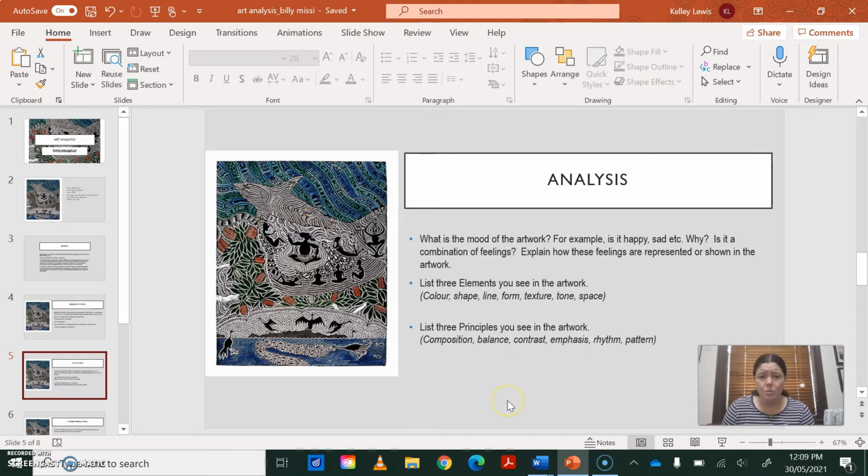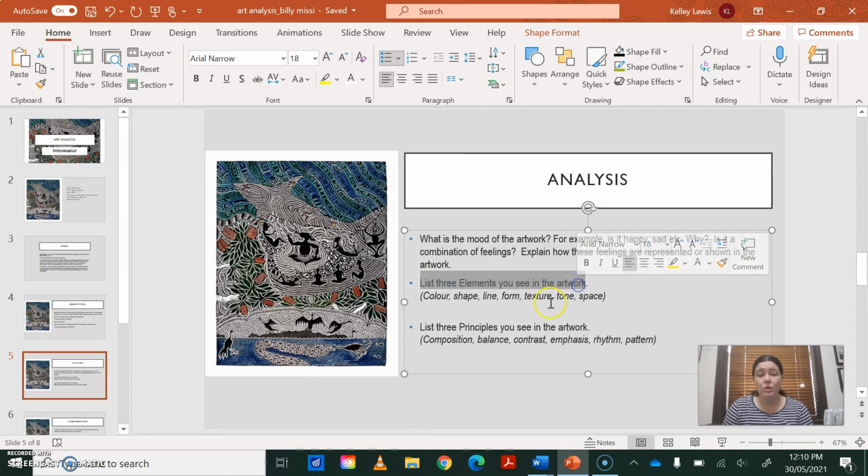I know the other day when we did this as a class, someone was talking about it that they're thinking of eating the shark. You need to describe what you think it is. So think of those mood emotions: happy, sad, bored, confused. Maybe you got a little bit of a combination of feelings, completely up to you. I then want you to list 3 elements you see in the artwork, only 3.